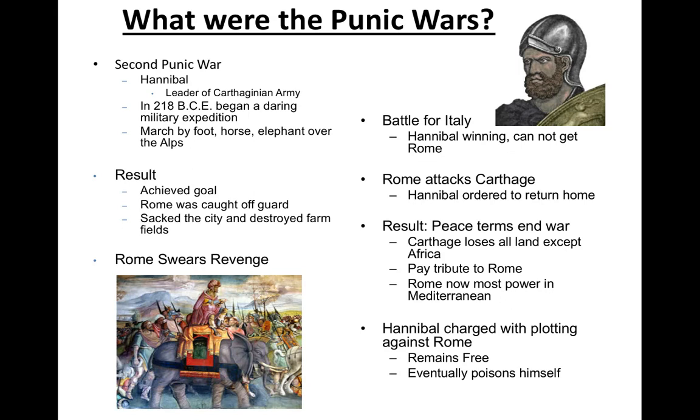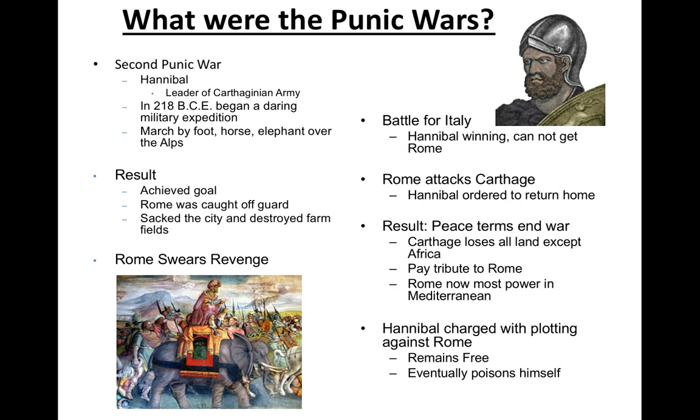All right, the Second Punic War comes to an end. Carthage loses all of their land except for the land that they control in Africa. They have to pay taxes or tribute to Rome. And Rome is now the most powerful civilization in the Mediterranean.